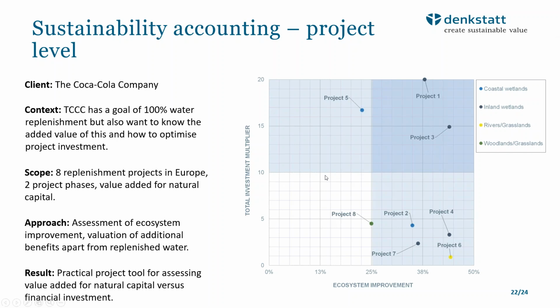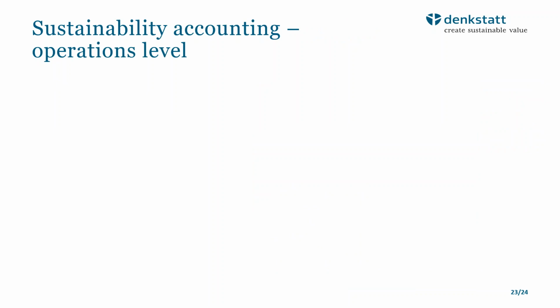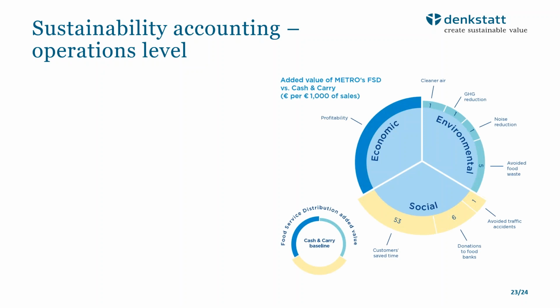Thank you, Billy. Moving on though, from the project level, we can go even a step further to the level of operations. And here we have an example of a project that we carried out with a big food retailer, or rather a food wholesaler, and this is Metro. And Metro has this idea of a new business model that is basically like Amazon for restaurants.